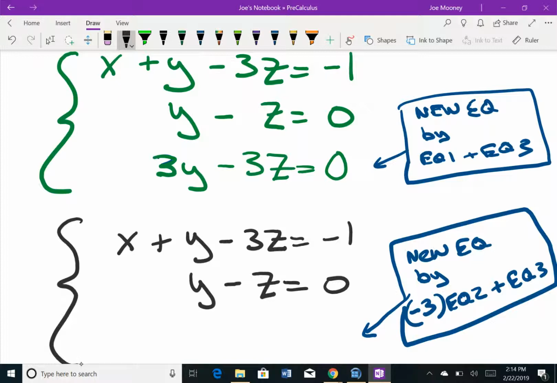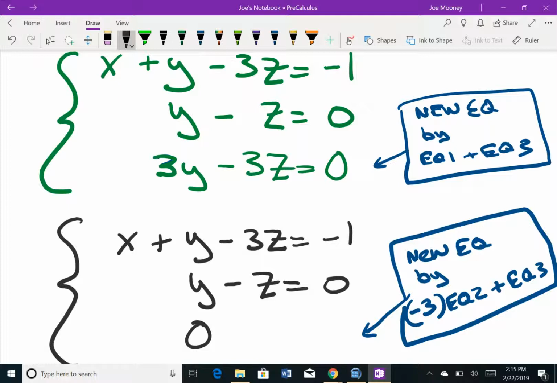So help me out. -3 times y is -3y. I then add that to my 3y, which gets me 0. I'm just going to write 0; I'll erase it in a minute. Then I've got -3z. I'm -3 times -z.